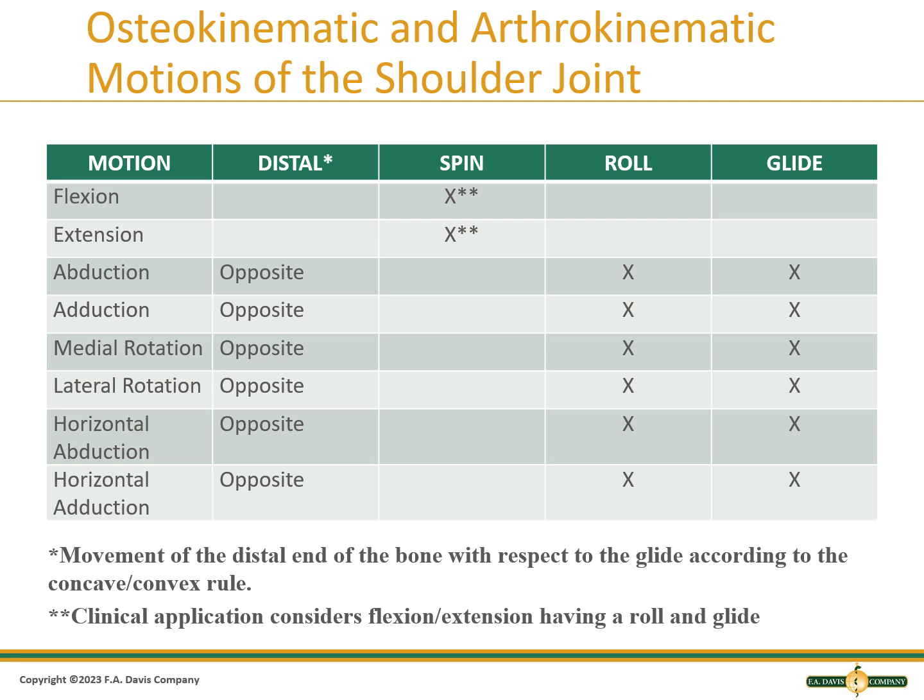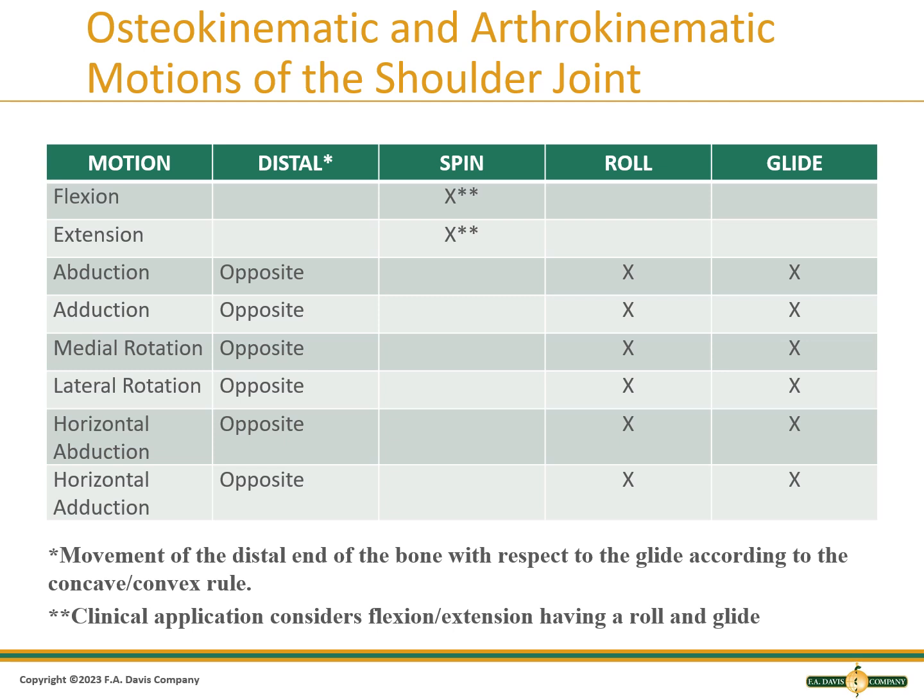The glide is going to be in the opposite direction of the distal segment for all of our shoulder motions because we are looking at them in open chain where the convex surface is moving on the concave. So for abduction, we have a roll and a glide, where we have a superior roll and an inferior glide. Adduction, we would see an inferior roll and a superior glide.